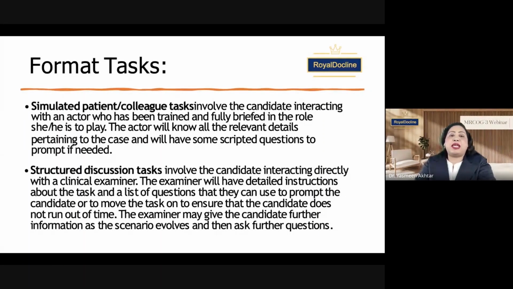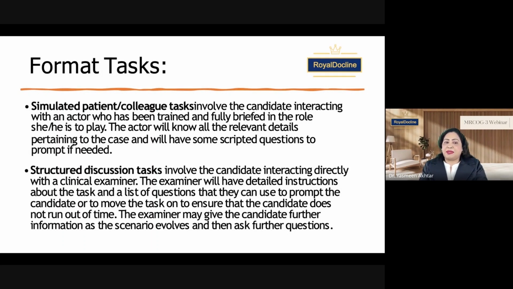Similarly, you can face a colleague there, and the colleague can be either a final year student or an FY1 or FY2 student, your junior colleague, a colleague who is in difficulty, different scenarios like that you can face over there. They are given the instructions. They involve the candidates interacting with the actor who has been trained and fully briefed in the role and what he or she has to play. So remember, it can be he or it can be she. The actor will know all the relevant details pertaining to the case, and they will have some scripted questions to prompt if they are needed. I hope this is clear.